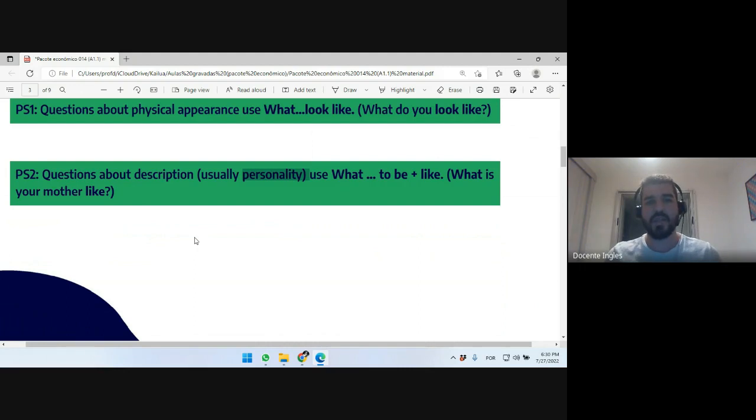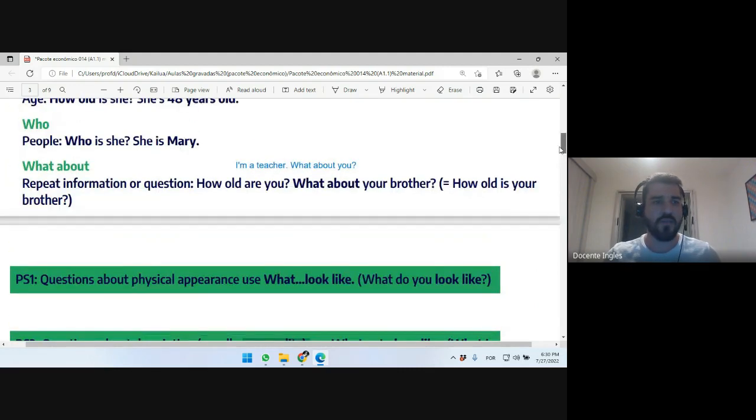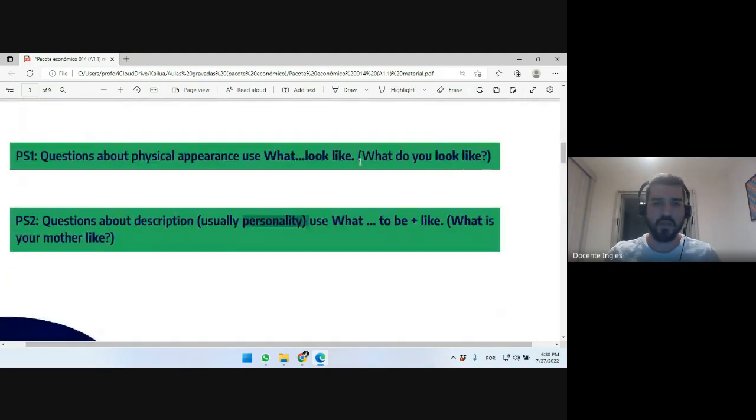My mother is lazy. Or sometimes we use the physical appearance and personality. My mother is short, medium weight, she has long hair, she is energetic. It's possible to mix everything. Okay? Any questions here? Any questions with what about, what look like, and what verb to be like?